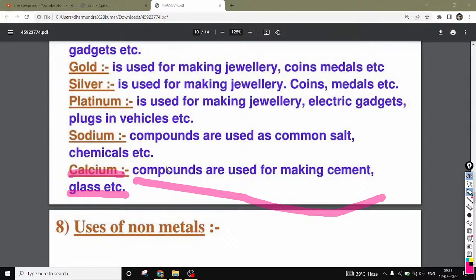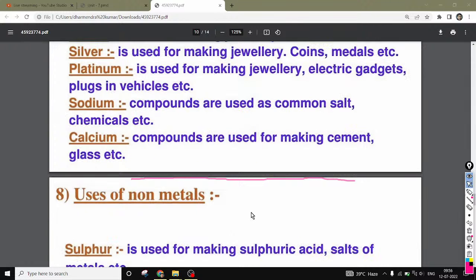And calcium is not only used for these things, but it is also very important for our food. Sometimes we are using calcium through milk, right? So in milk also calcium is present. In different food items, some elements or some metals are also present, which are very important for our body and for our food.